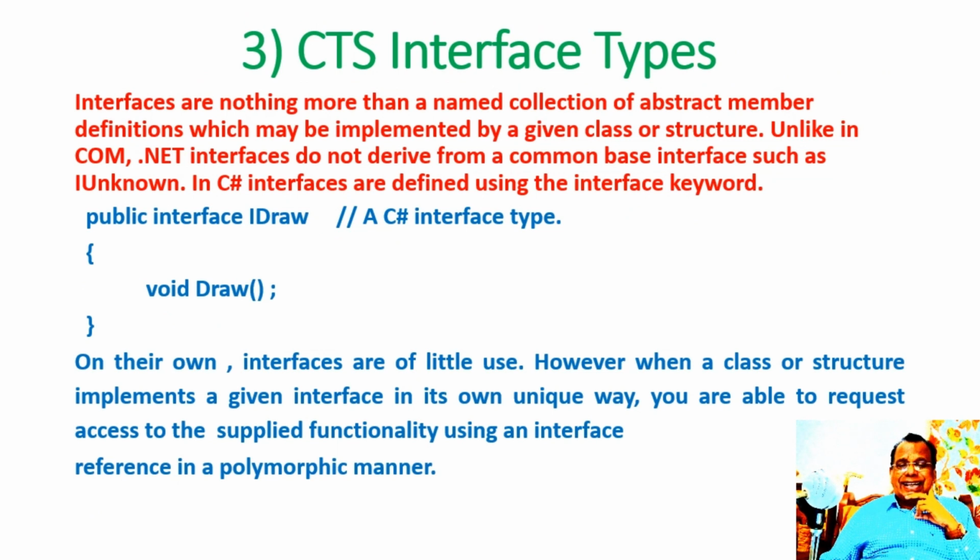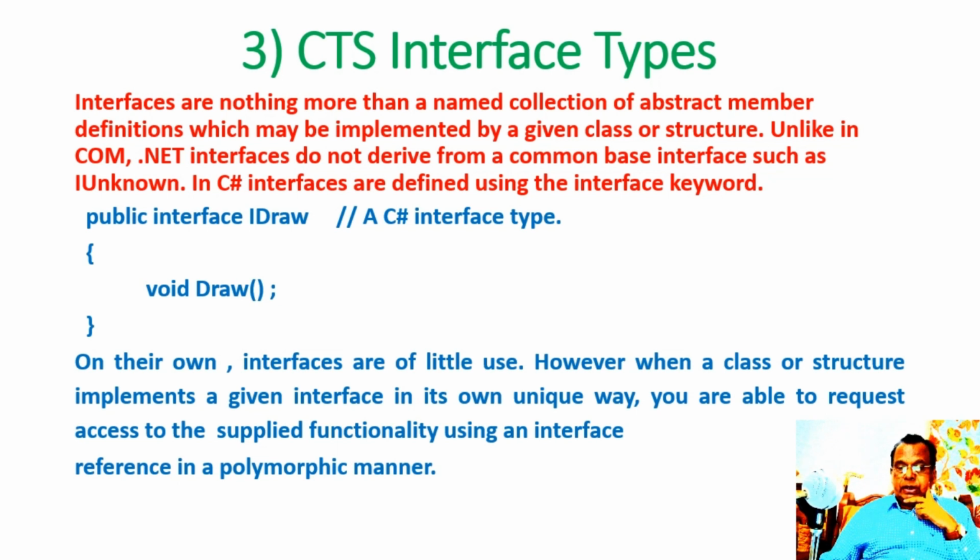Now we are considering interface types. The third of the CTS types, the interface types. There are 5 types in all; we have already discussed the other 2. Interfaces are nothing more than a named collection of abstract member definitions which may be implemented by a given class or structure.